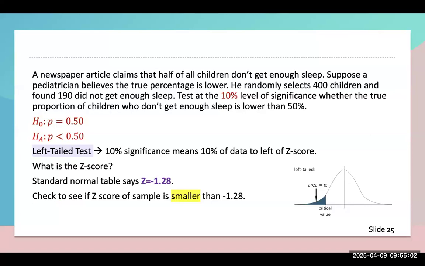Now, in the last example, when we were doing a right-tailed test, we were seeing if we were above a value because that was in the right tail. Because we're doing a left tail, we need to see if we're below this critical value.